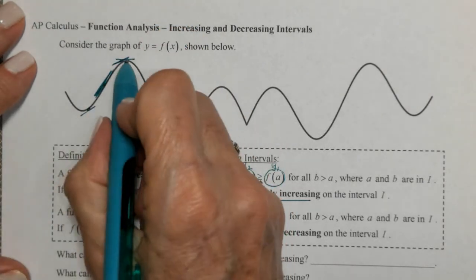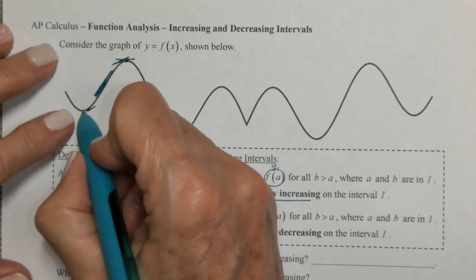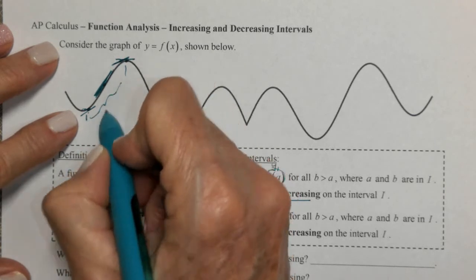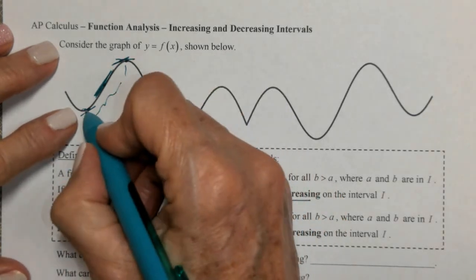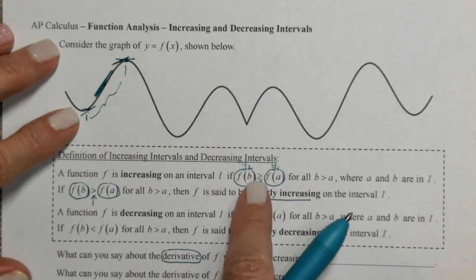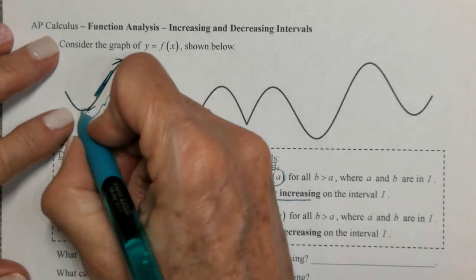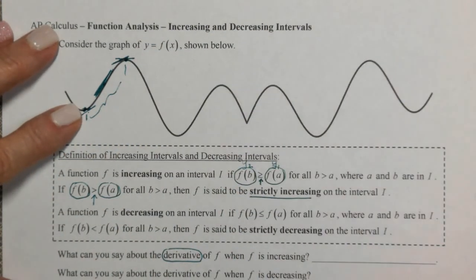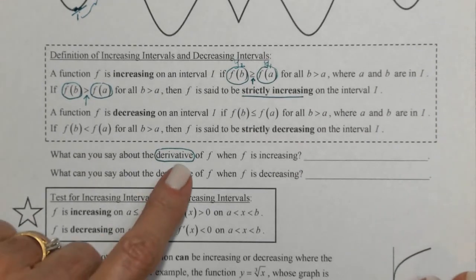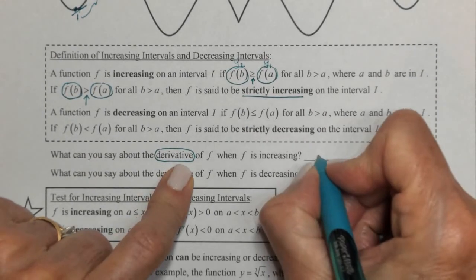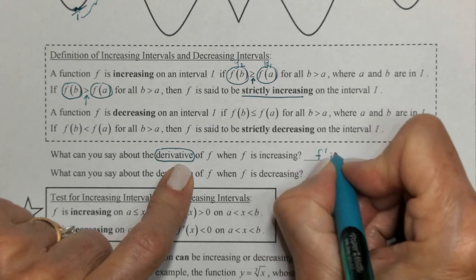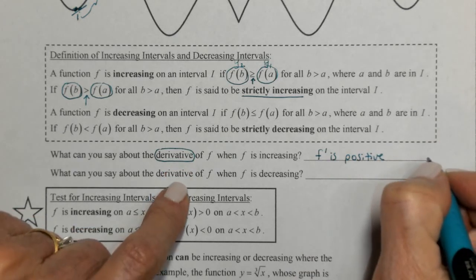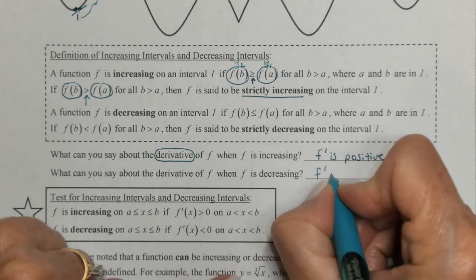It's positive until we get to this spot. Now at that spot where the slope is 0, if we are increasing from here to here, we're increasing, right? Since the technical definition includes those boundaries, technically we will include those endpoints when we are giving an interval. So what can you say about the derivative when f is increasing? The derivative is positive. What can you say about the derivative of f when f is decreasing? Well, the derivative is negative.